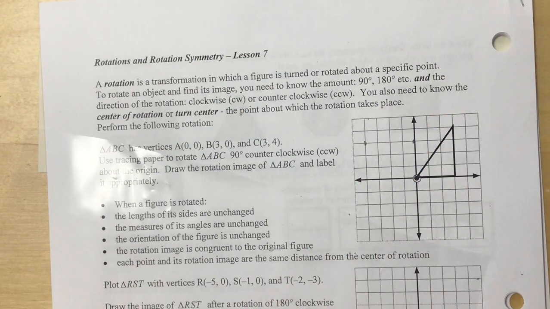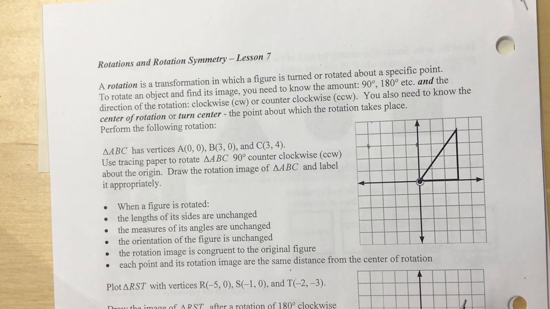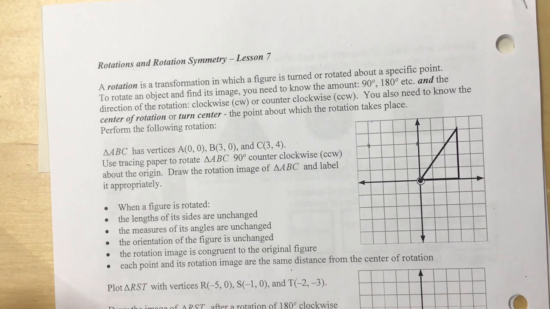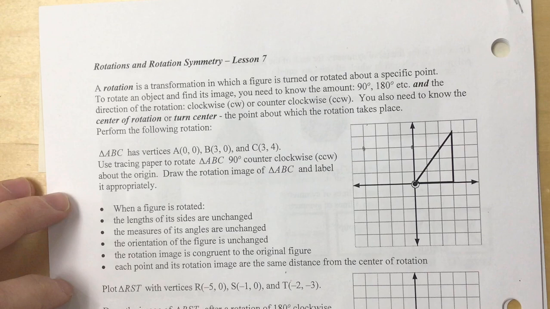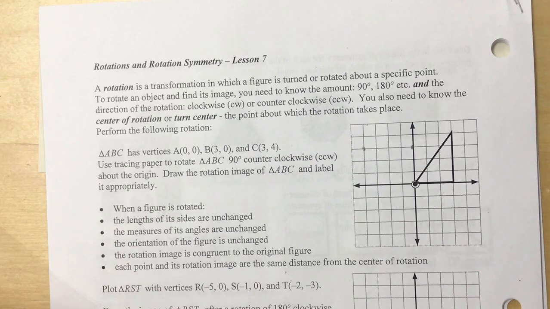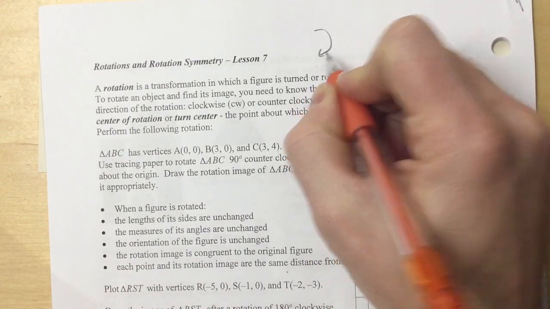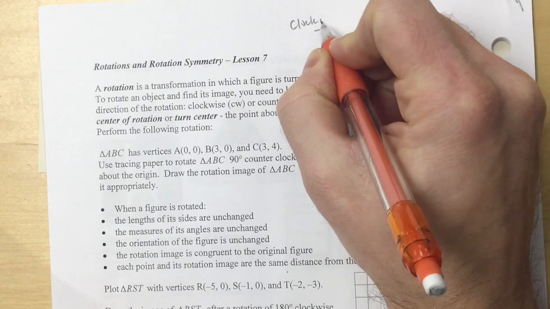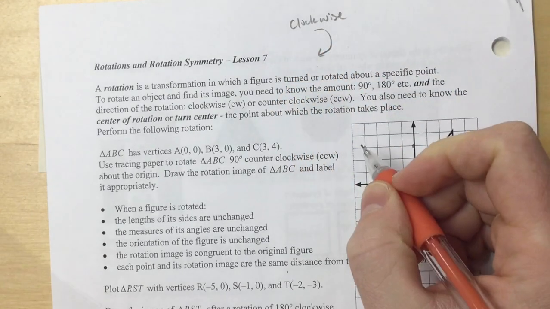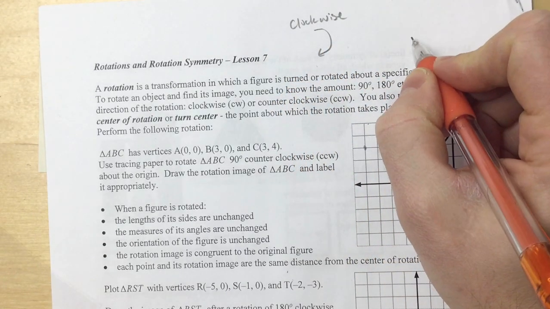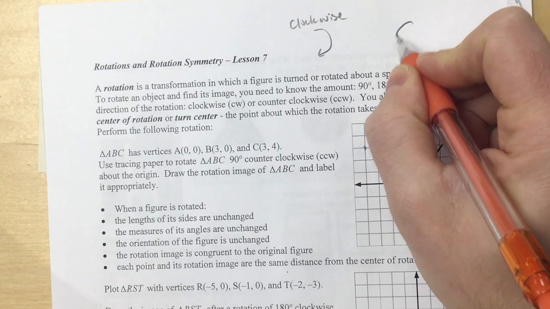So we're talking about rotations and rotation symmetry. A rotation is a transformation in which a figure is turned or rotated about a specific point. To rotate an object and find its image, you must know the amount, 90 degrees, 180 degrees, and the direction of rotation. So clockwise goes that way, and counterclockwise goes the other way.